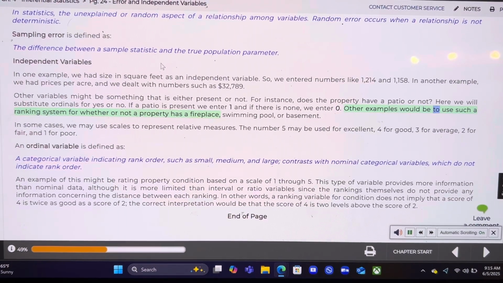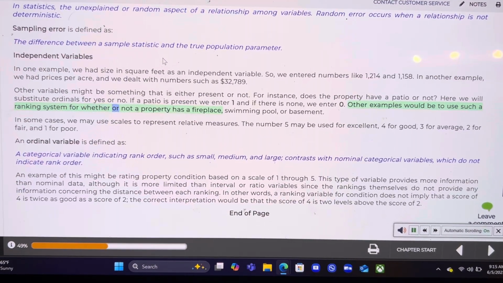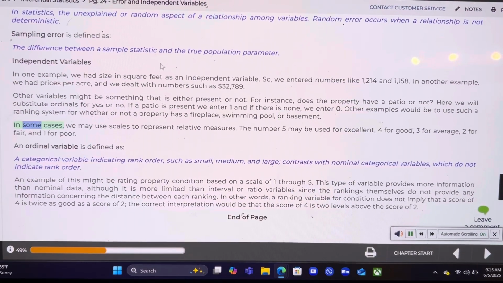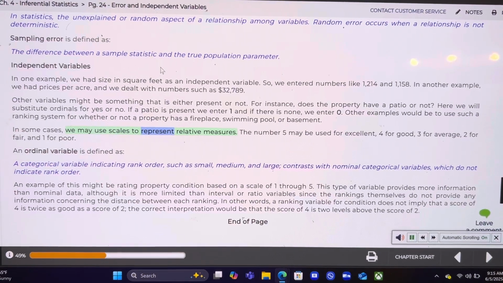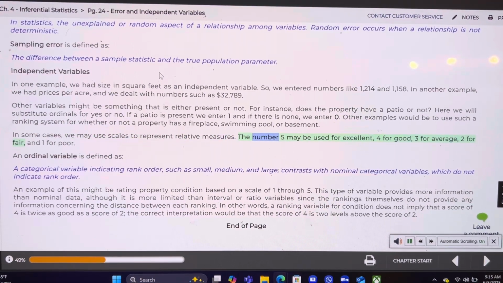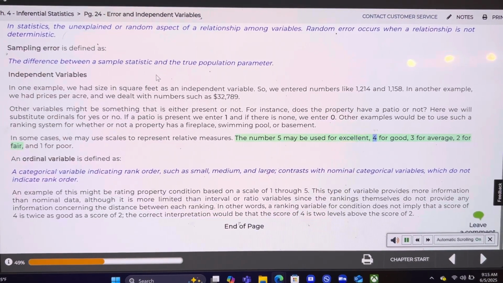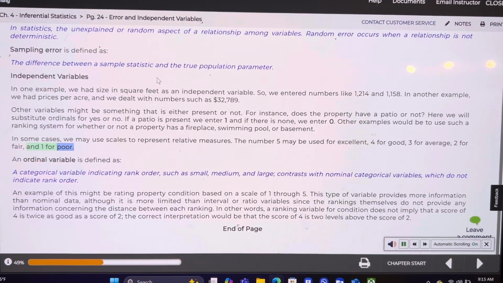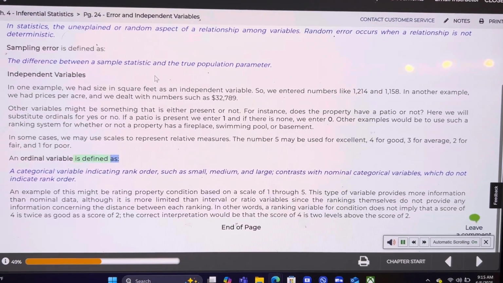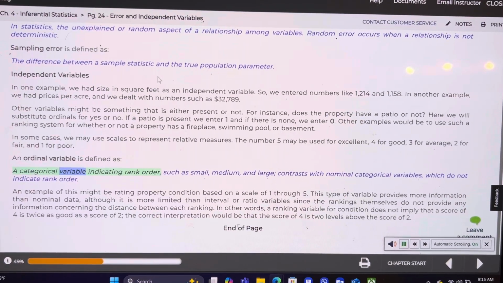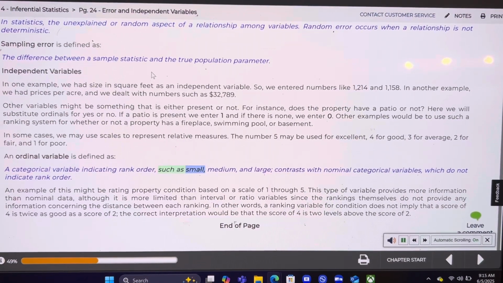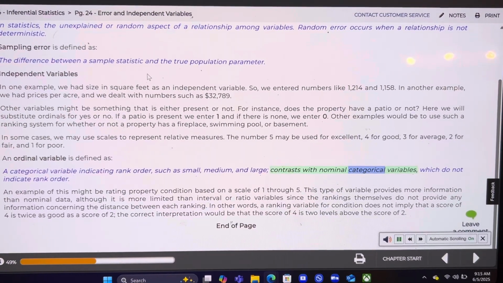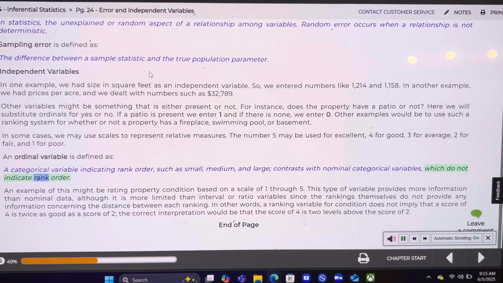Other examples would be to use such a ranking system for whether or not a property has a fireplace, swimming pool or basement. In some cases, we may use scales to represent relative measures. The number 5 may be used for excellent, 4 for good, 3 for average, 2 for fair, and 1 for poor. An ordinal variable is defined as a categorical variable indicating rank order, such as small, medium, and large. Contrasts with nominal categorical variables, which do not indicate rank order.